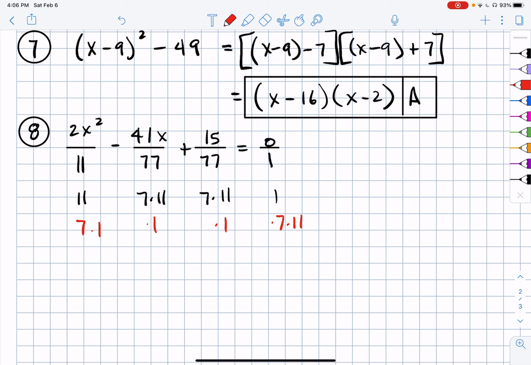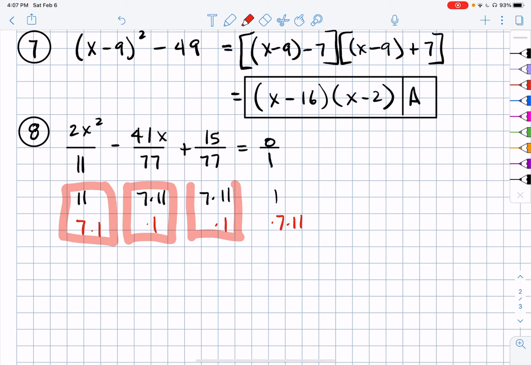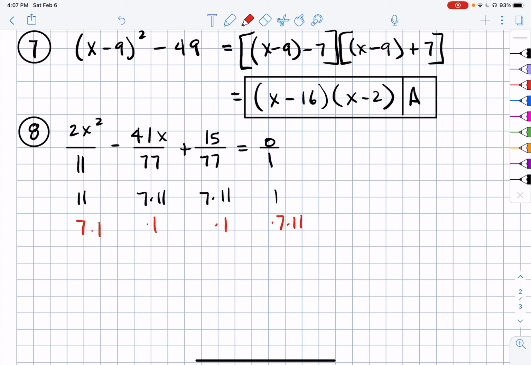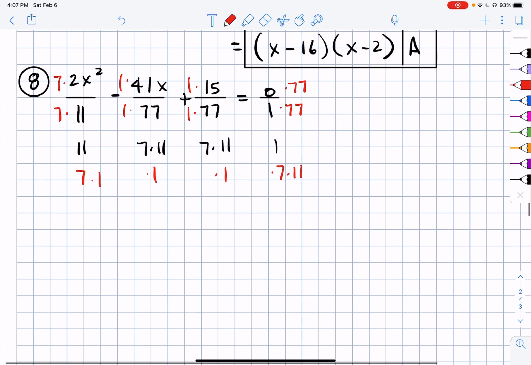So if you look at just the individual group, like this group right here, there's a 1, 7, 11. Look at this group, 1, 7, 11. And look at this group, 1, 7, 11. Okay? All right. So once that's the same, now you just multiply top and bottom by what's missing. So this fraction here, I will multiply by 7, because 7 times 1 is 7. This is by 1, and this is by 1, and this is by 77.